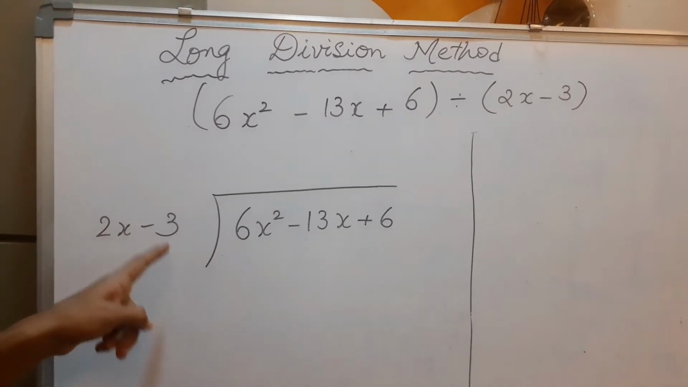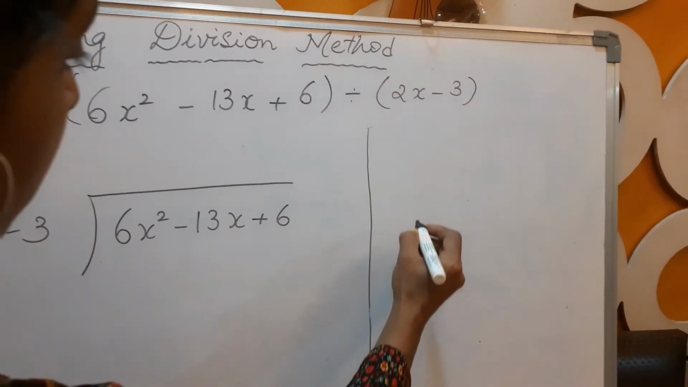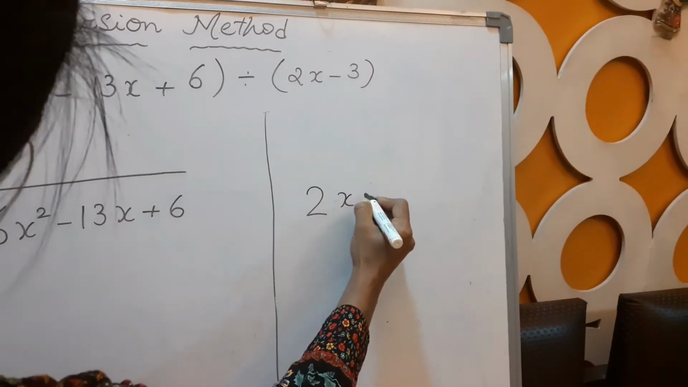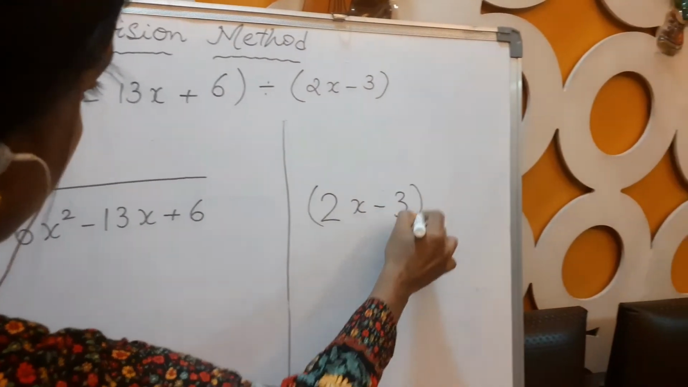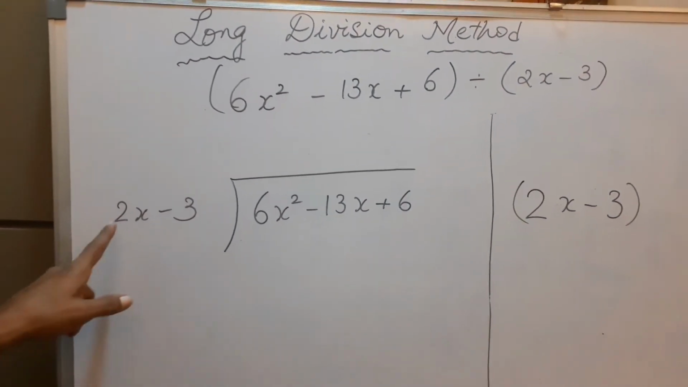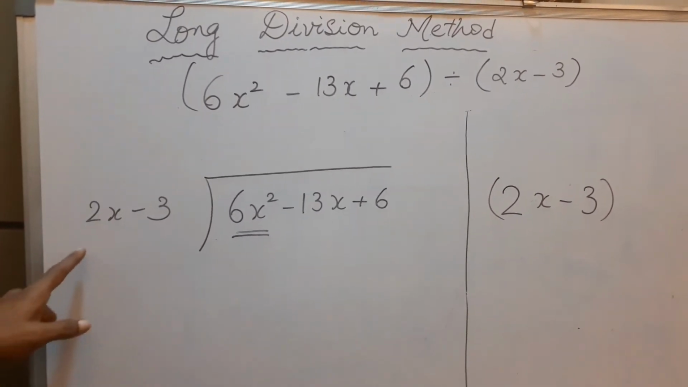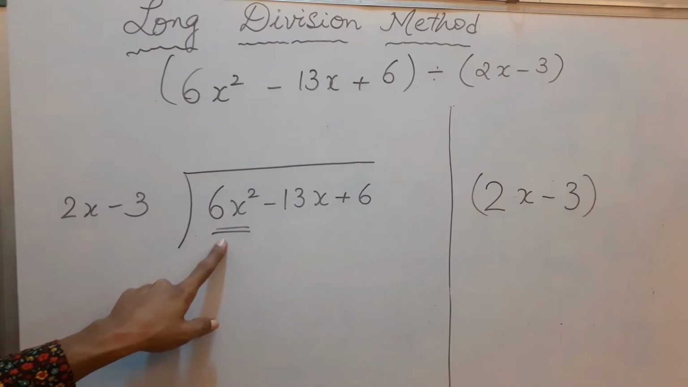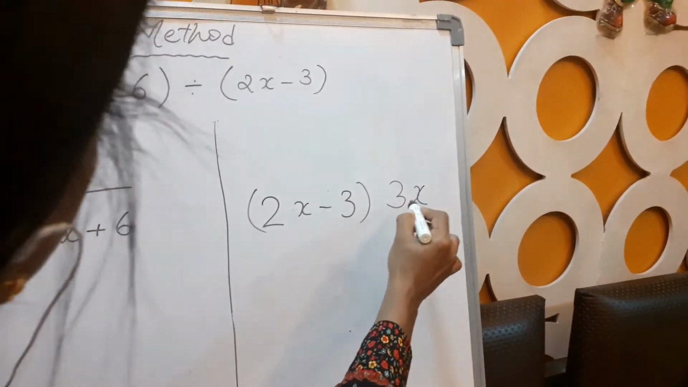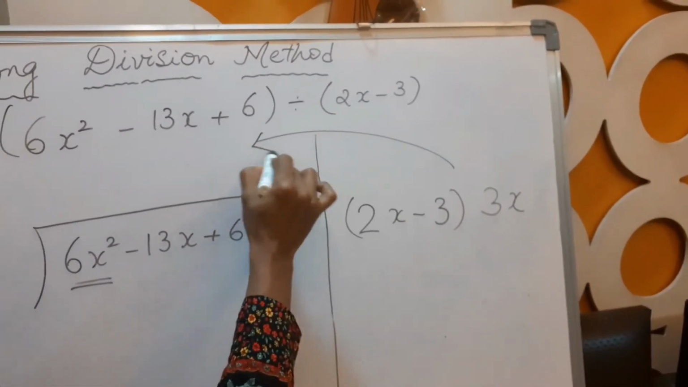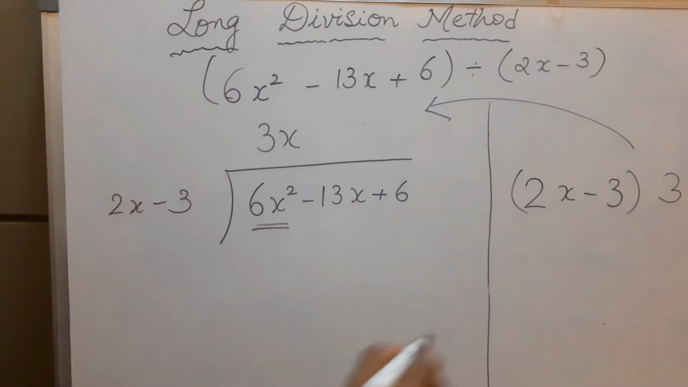Okay, so we've written 6x square minus 13x plus 6 divided by 2x minus 3. So the first step would be to write the divisor as it is on your rough work side. Now, what multiplied by 2x would give you 6x square? We are considering only 6x square. So, what multiplied by 2x will give you 6x square, and that would be 3x. Now, this 3x, you write it here.